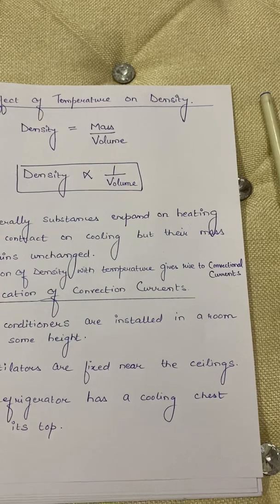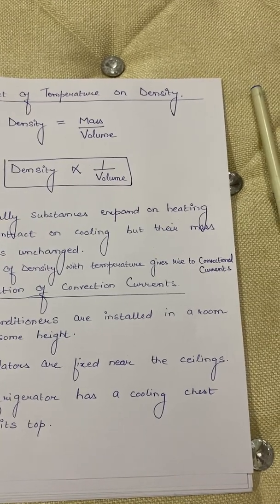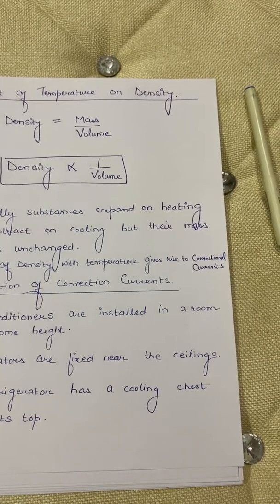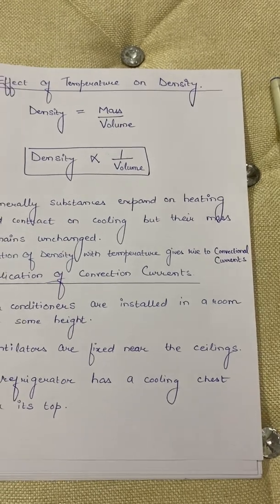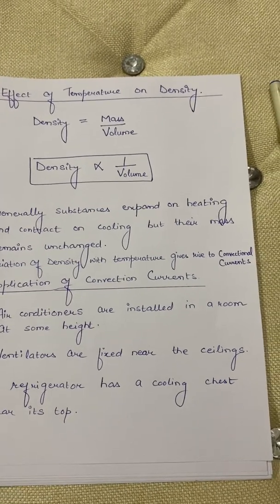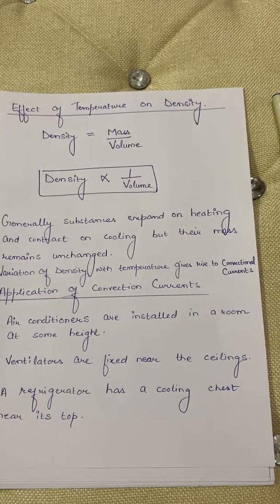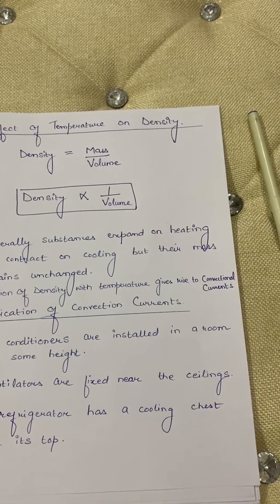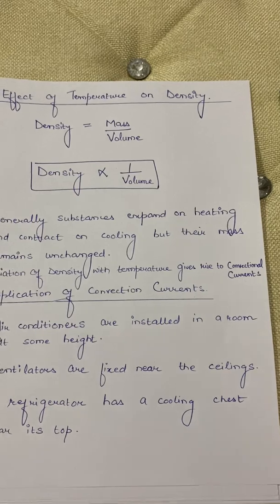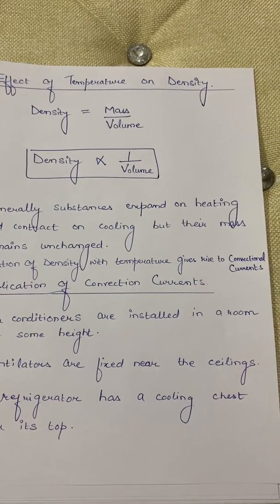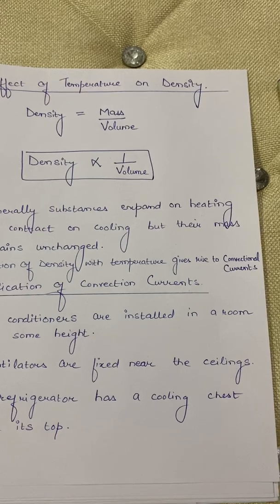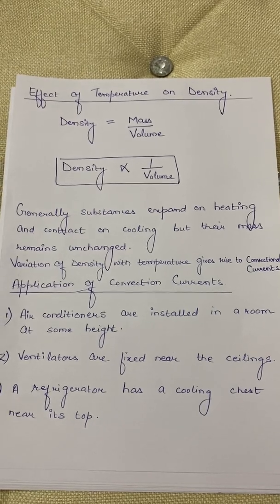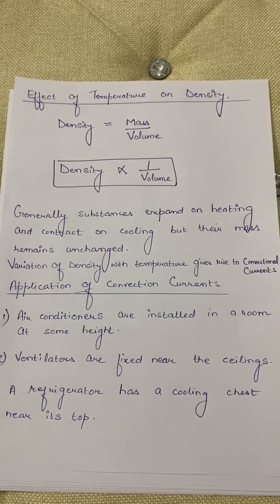Now when the density decreases, the fluid becomes lighter and it rises upward. The cold fluid, being heavier, moves downwards to take the place vacated by the hot fluid, and the cold fluid then gets heated and again moves upward. This creates a cycle of upward and downward movement of the hot and cold fluid, forming currents in the medium known as convection currents. Is it clear? This is how convection currents are formed.